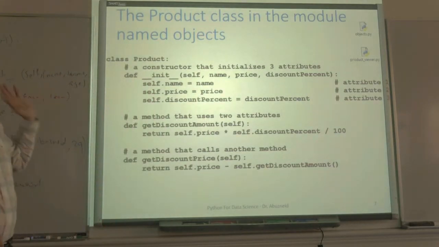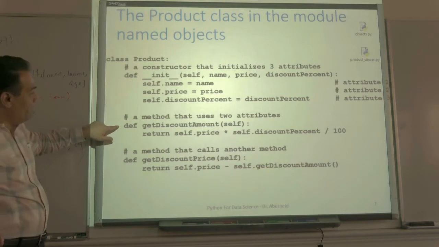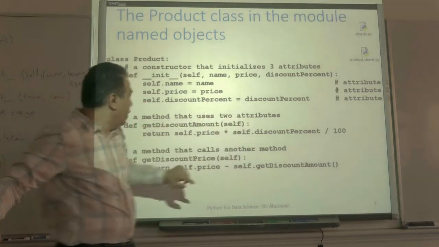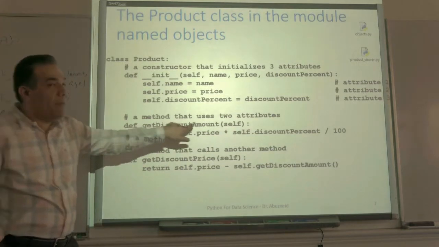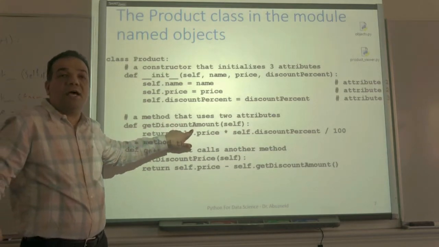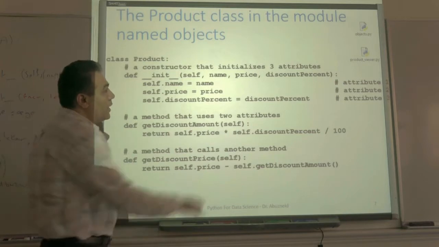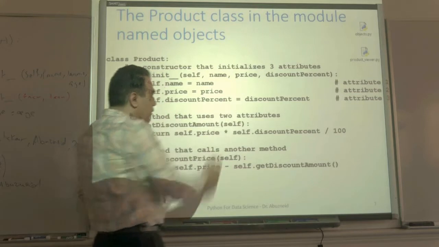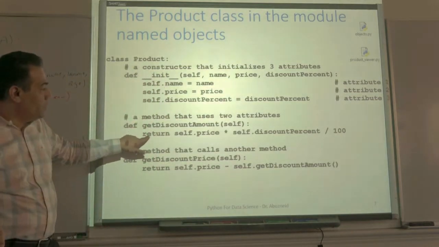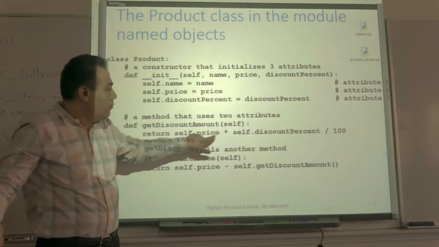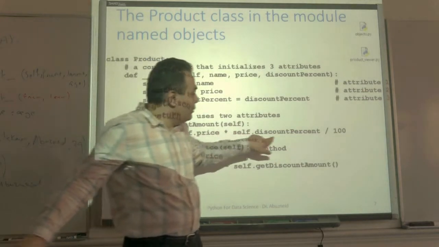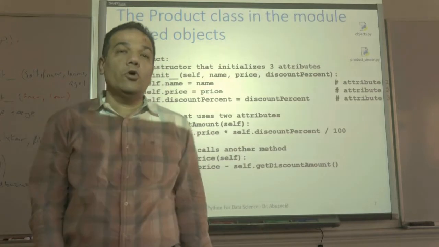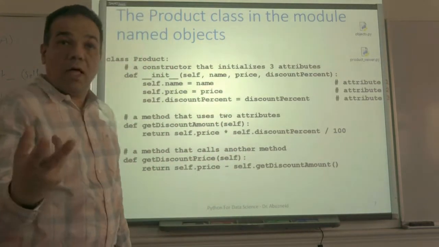Now I could have as many methods as I want. The first method I have in here uses two attributes only: get discount amount. How can I get the discount amount? I have the discount percentage and I have the price, right? So very simple: return self.price multiplied by self.discount percent over 100. That way I will know how much the discount amount is.